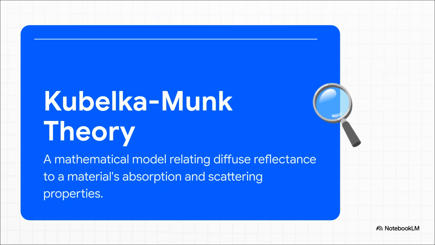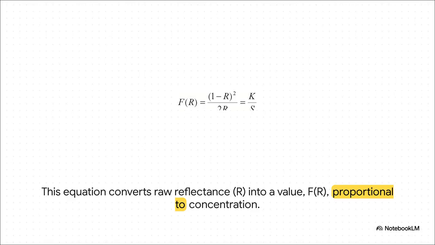The answer, and this is really the secret sauce of the whole technique, is a brilliant mathematical model called the Kubelka-Munk theory. This is the key that lets us do real quantitative analysis. It gives us the exact formula to connect what we can easily measure, the reflectance, with what we really want to know, how much light the material is absorbing. Whoa, okay, don't let the equations scare you. You do not need to be a mathematician to get this.